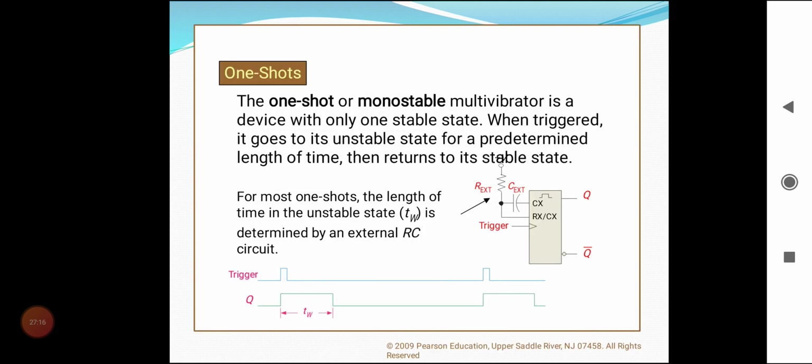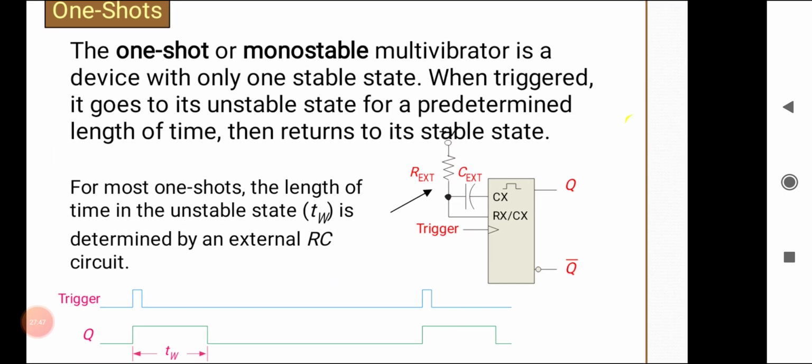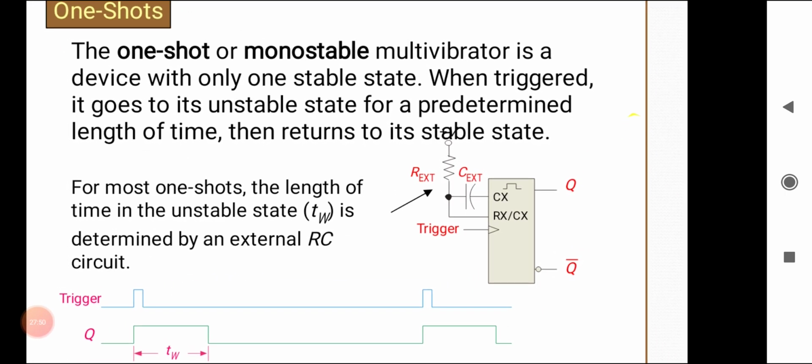A one shot, or monostable multivibrator, is a device with only one stable state. When triggered, it goes to its unstable state for a predetermined length of time, then it returns to the stable state. In most one shots, the length of time in the unstable state, TW, is determined by an external RC circuit.